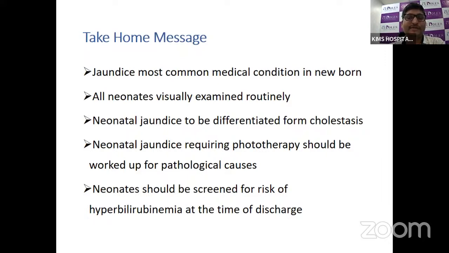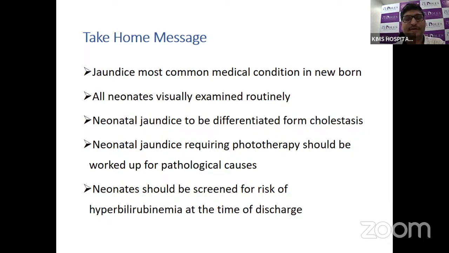Today's take-home message is that jaundice is the most common medical condition in the newborn, and all neonates should be visually examined every 12 hours from 12 hours of life. All neonates should undergo transcutaneous or total bilirubin at 24 to 48 hours of age, and these children should be differentiated early from cholestasis. All children who require phototherapy should be worked up for hemolytic causes.